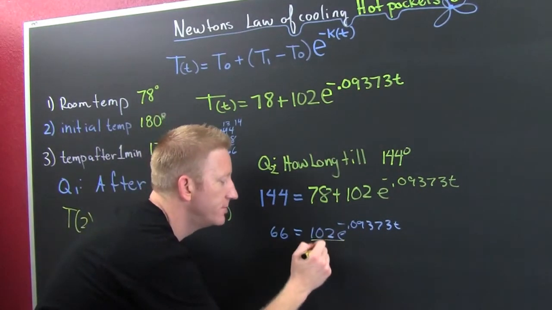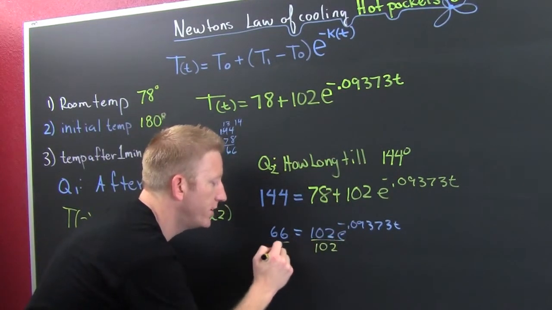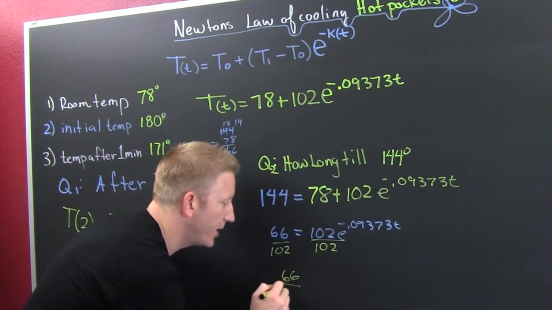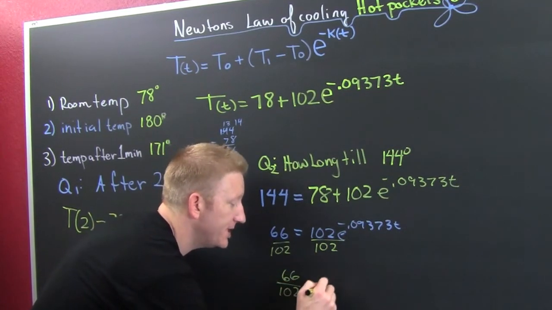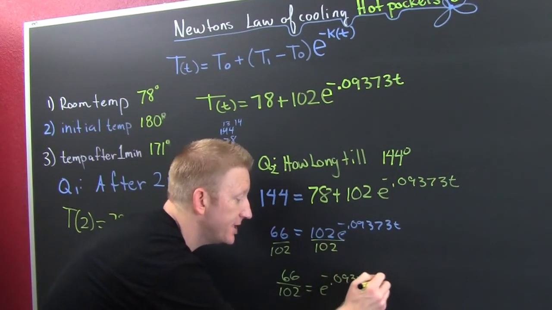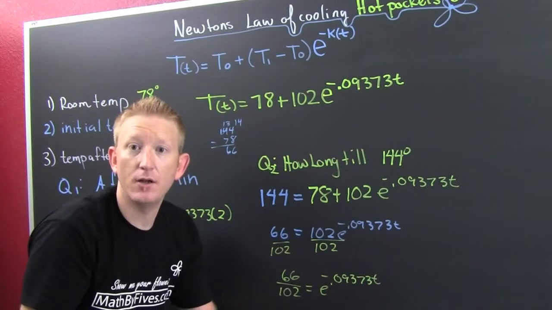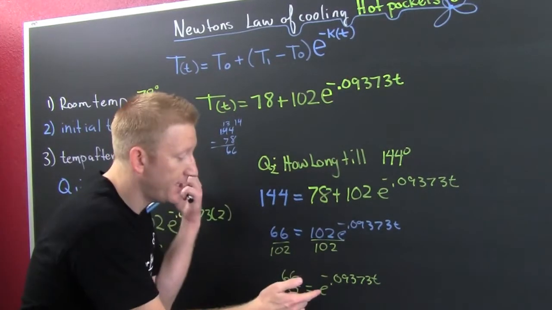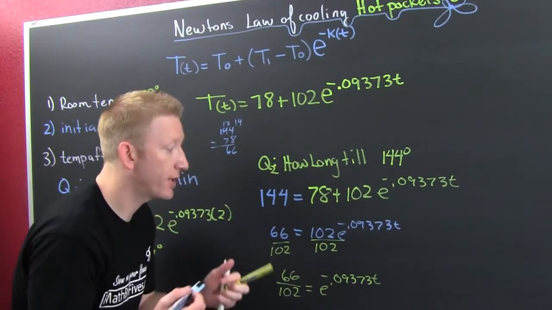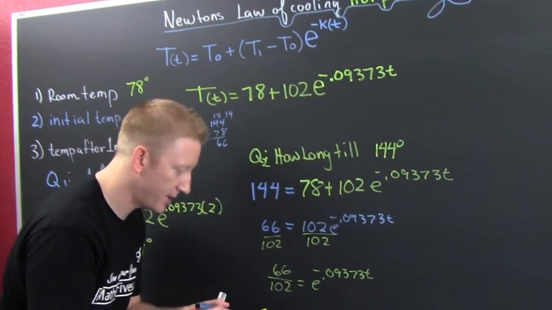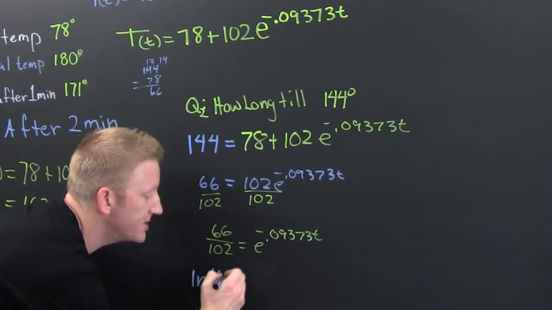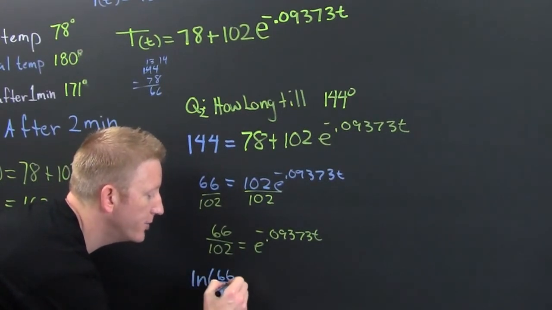So then we divide by 102. So then this is 66 divided by 102. That's going to be e to the minus 0.09373t. And then we go logging naturally. To get rid of the e, we use the natural logarithm. What I do on one side, I gotta do onto the other. So then you have the natural log of 66 divided by 102.